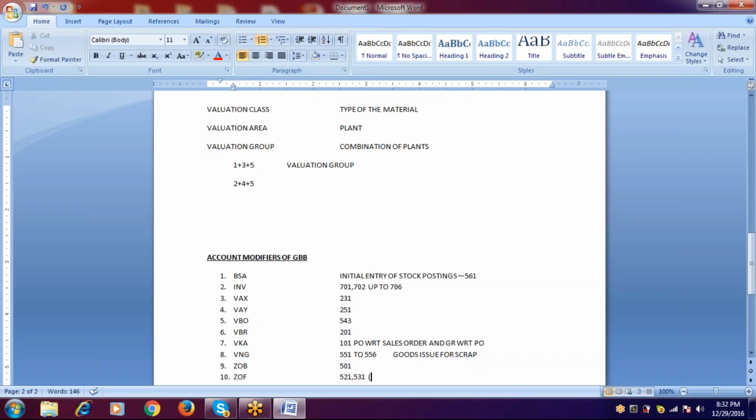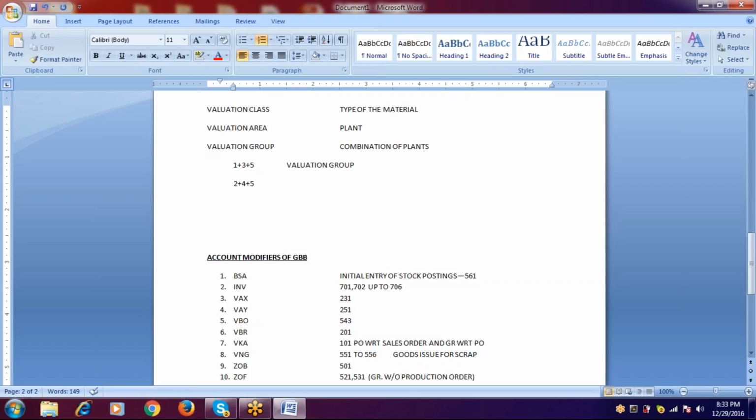Production order. That means goods received, goods received without production order. When we are doing third party, what we are doing is purchasing the material and sending the material to the customer. There is no production order with it. At the time we are using this one.